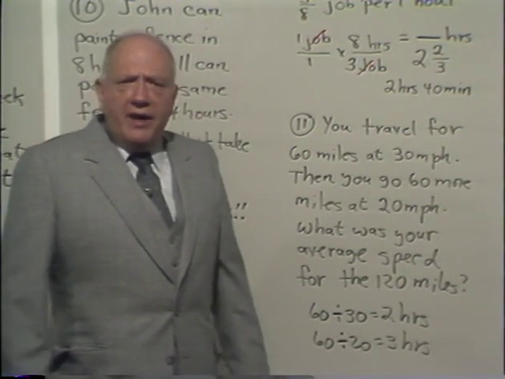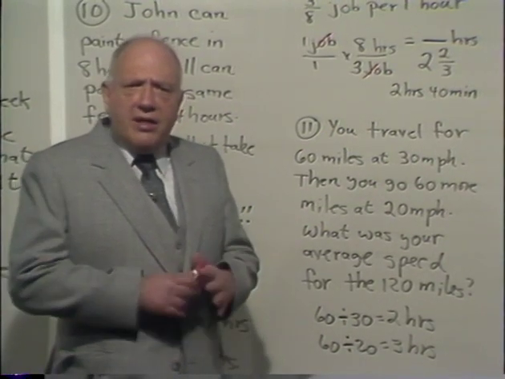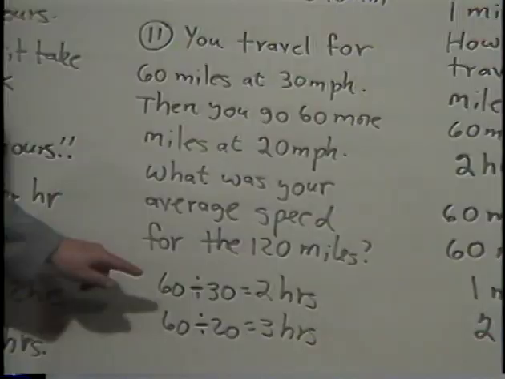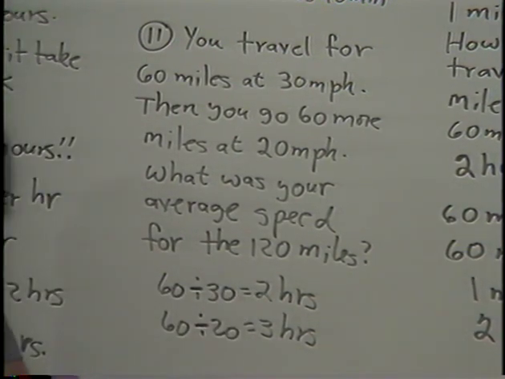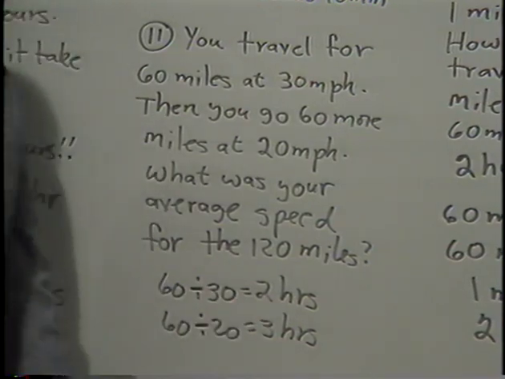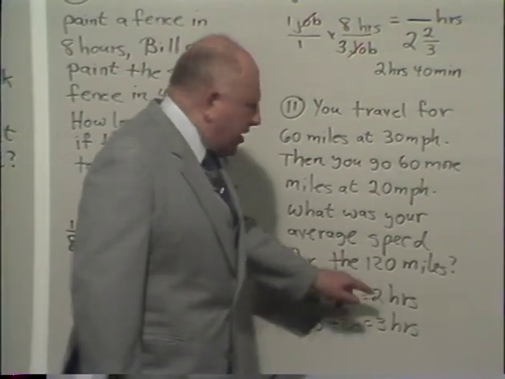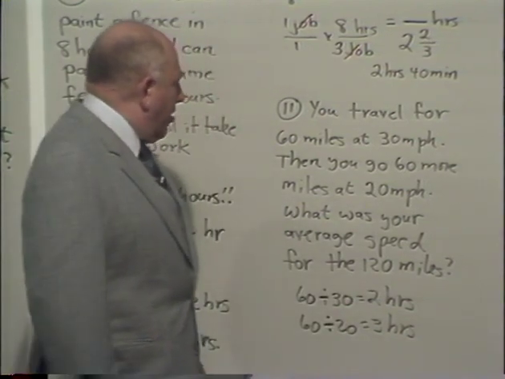Believe it or not, the average speed here is not 25 miles per hour. And what's nice about this is that we can check it out. Look, 60 miles at 30 miles an hour is going to take 2 hours, isn't it? 60 miles at 20 miles an hour is going to take 3 hours. So going the first 60 miles takes 2 hours. Going the second 60 miles takes 3 hours.